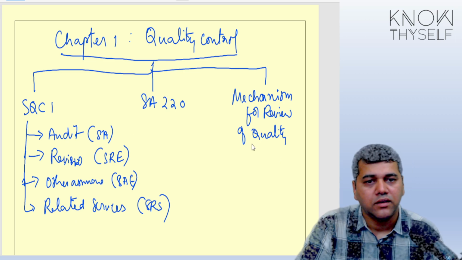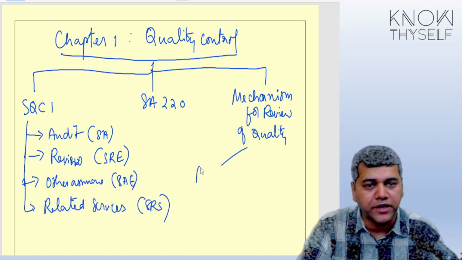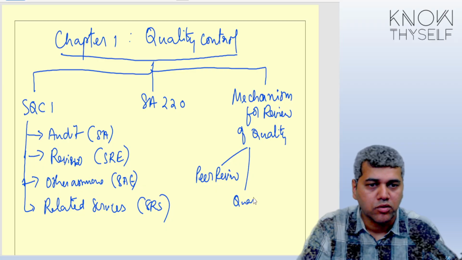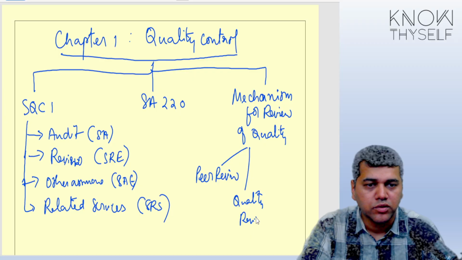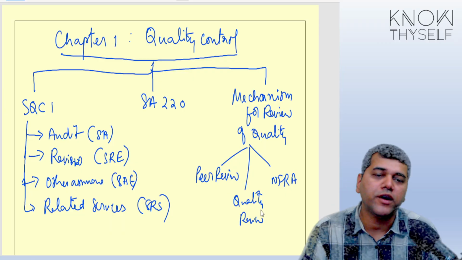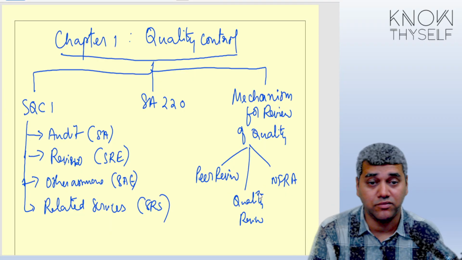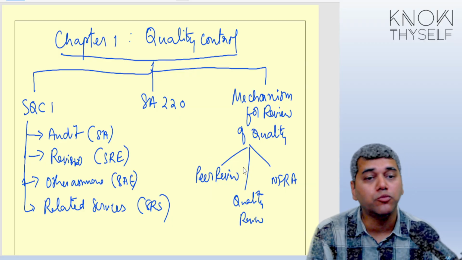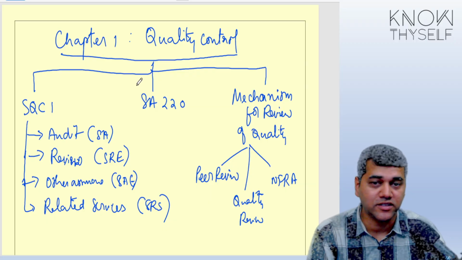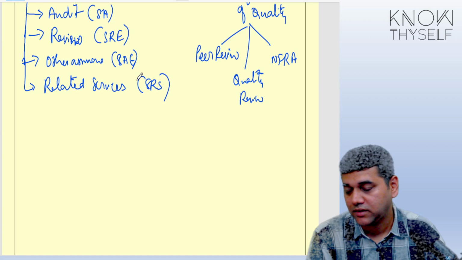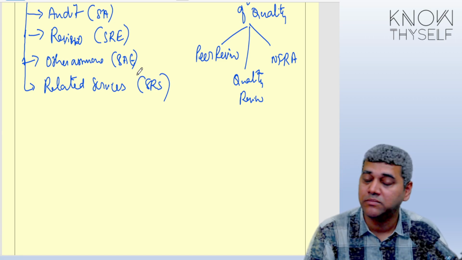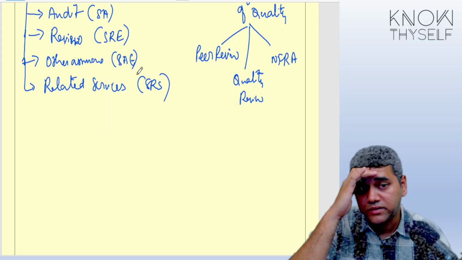Okay. Then the mechanism will have peer review, quality review, and FRA. Previously peer review and quality review were one chapter. Now they have removed that chapter from your syllabus. Very good, nice, fantastic surgery they have done for CA final audit. More than you, I feel so relieved to teach the current syllabus. The previous syllabus is never ending.